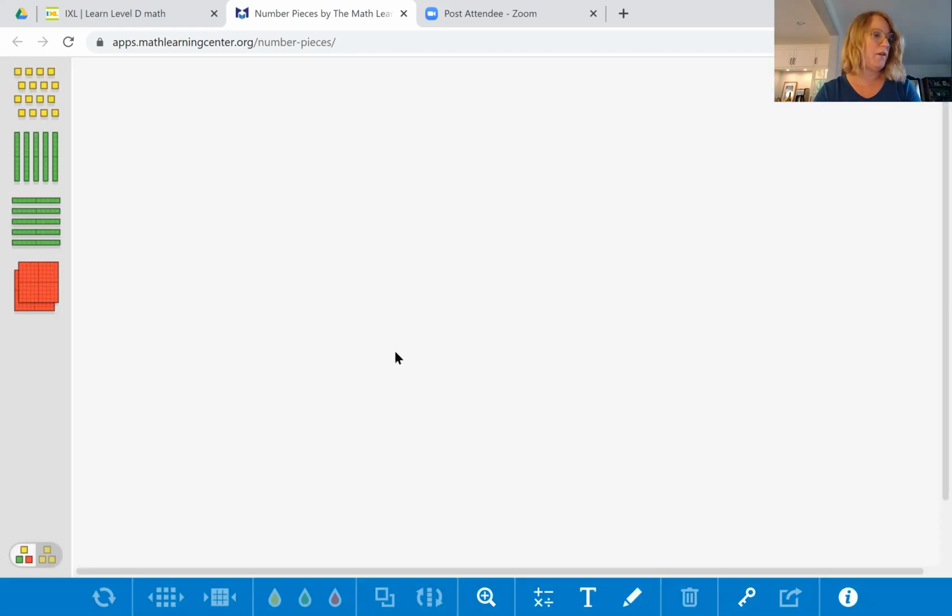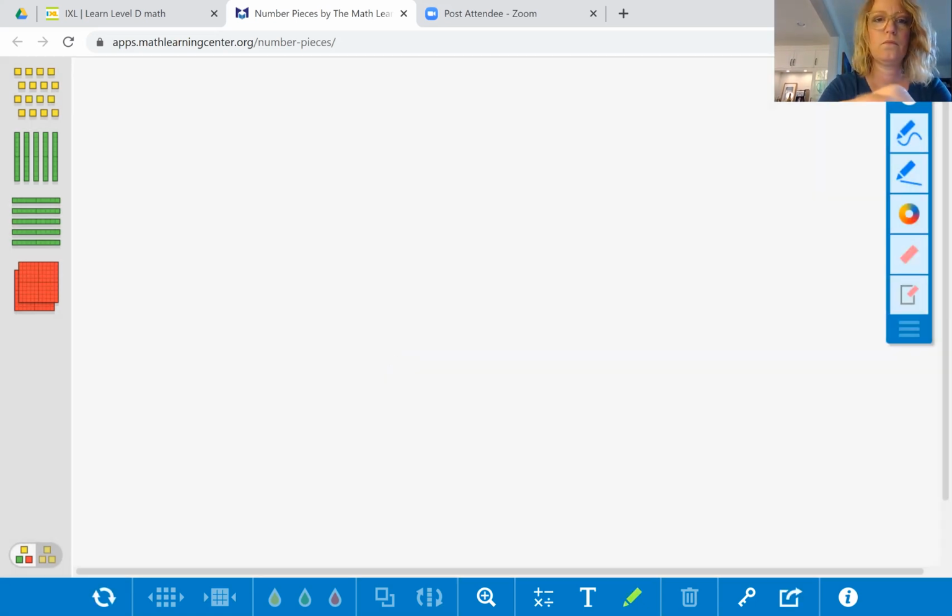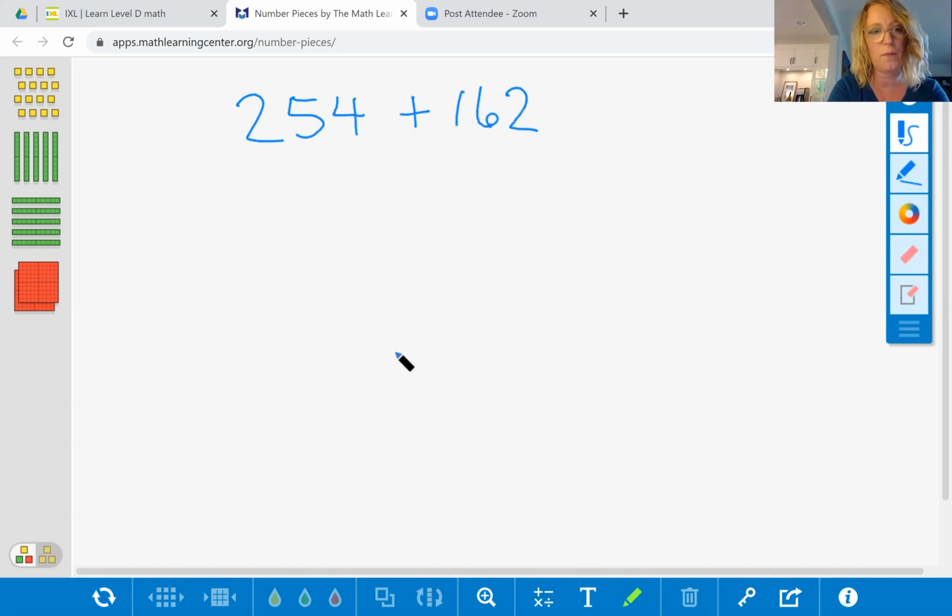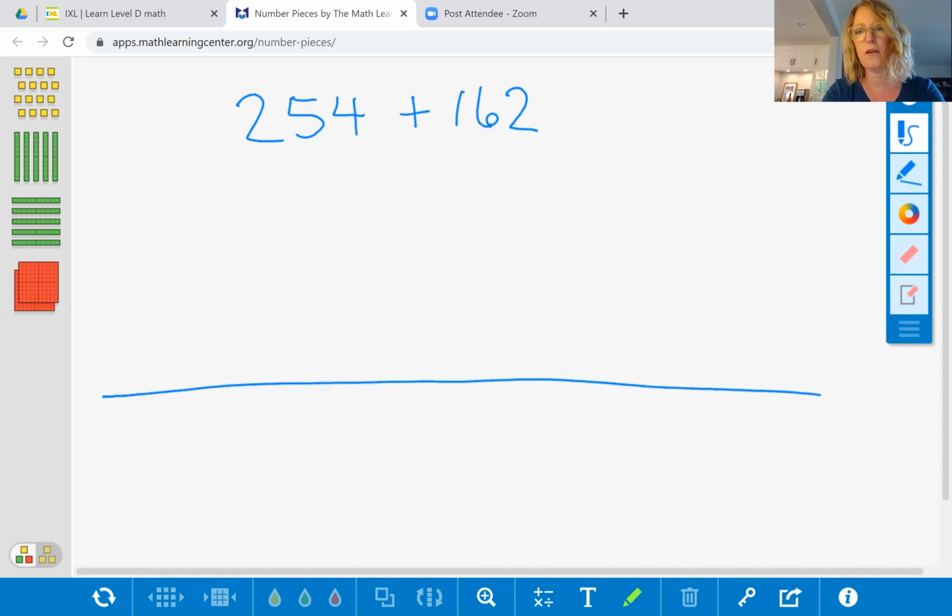is using a number line. Same problem, 254 plus 162. Now, when we're solving on a number line, when we're adding, we want to go up, right? And we can choose which number we want to start with. We can start with 254, or we can start with 162. Either one, when you're adding, it doesn't make a difference.